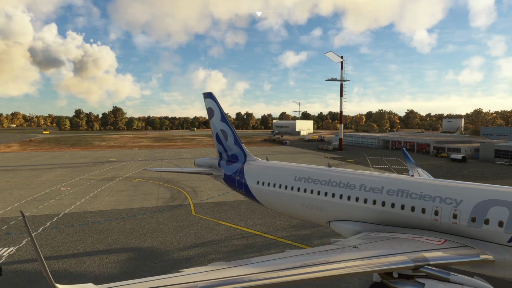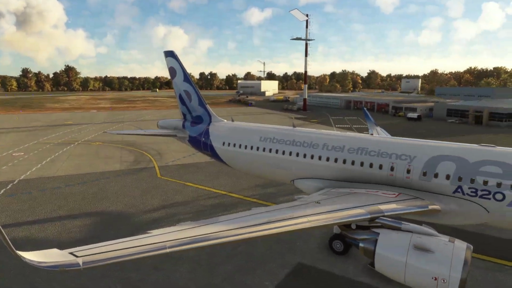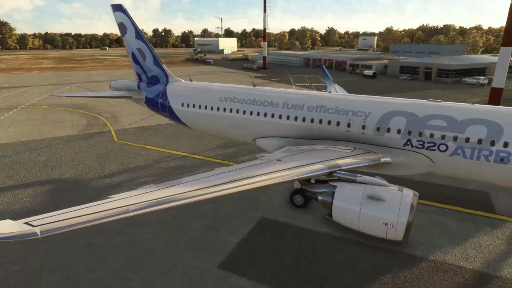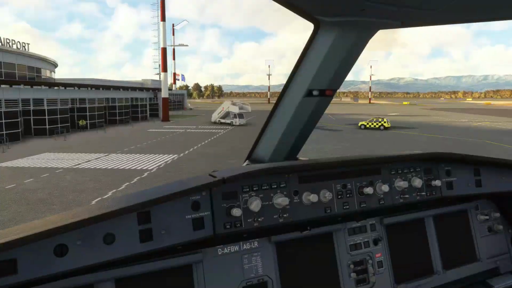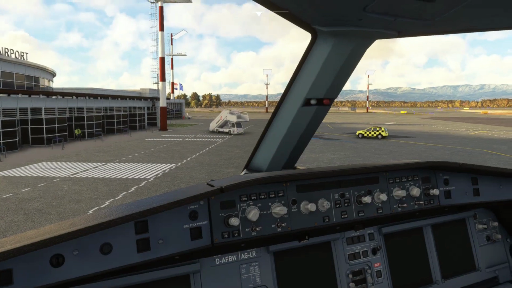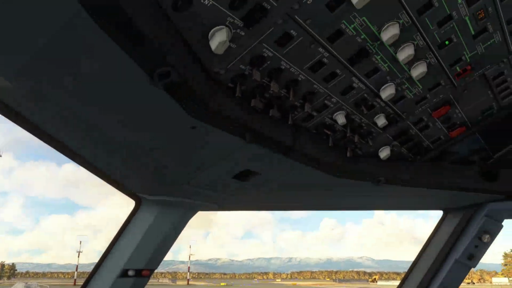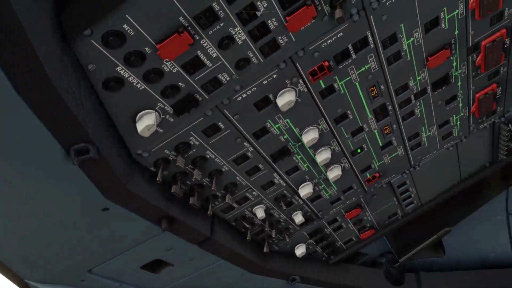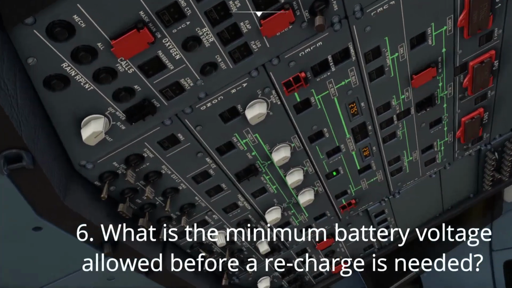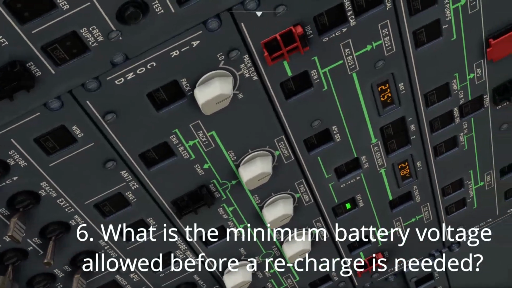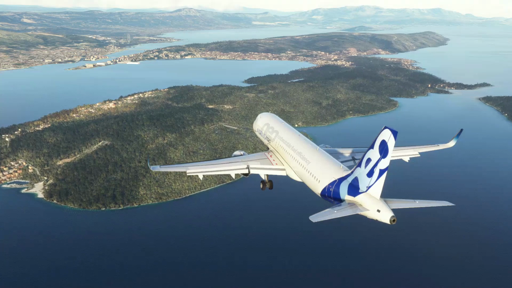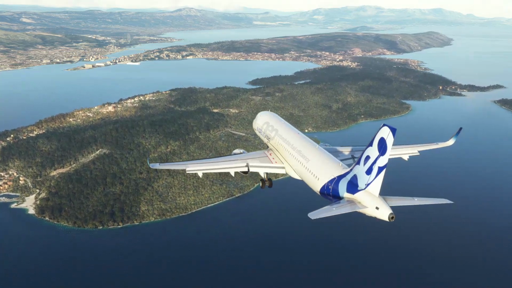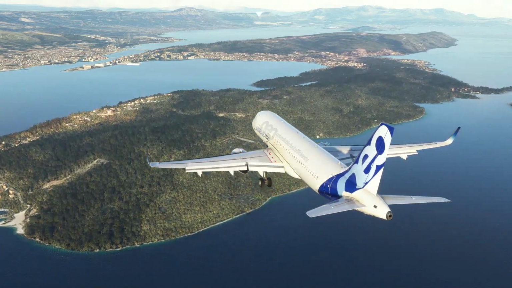Back on the ground then for question number 6, and this involves one of the very first steps that you will do when powering up the aircraft for the first time that day. Cold and dark in the cockpit, you need to check what the battery voltage is. Before you can proceed any further, what is the minimum battery voltage you are allowed before you have to recharge them?